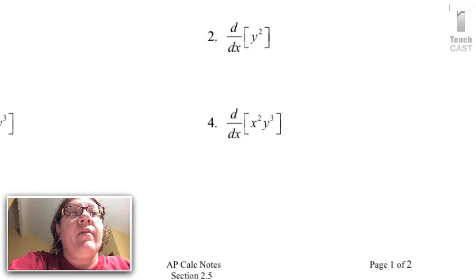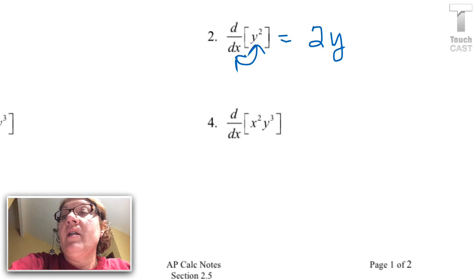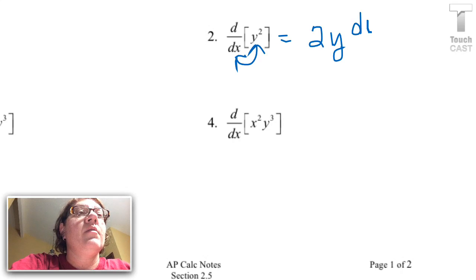So on this next one, however, I notice, oopsies, the variables don't match. So I can still use the power rule. So I'm going to power it down to y. But then I have to take the derivative of y with respect to x, because I haven't really done that.